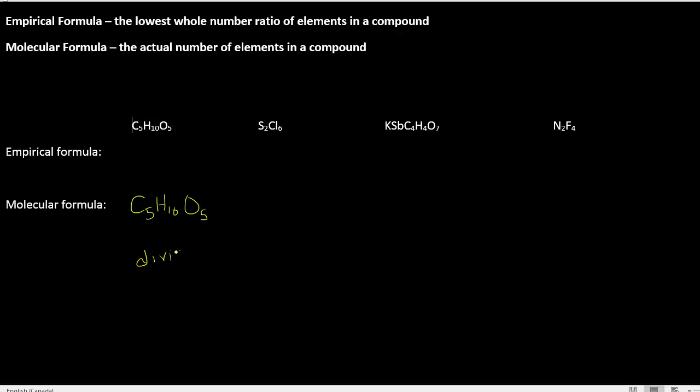So the first one, C5H10O5, its molecular formula is exactly that. It's what was provided on the top line. But what I notice is that the 5, the 10, and the 5 are all divisible by 5. So the lowest whole number ratio of elements in that compound is actually CH2O. So if asked for the empirical formula, I actually provide that lowest whole number ratio.